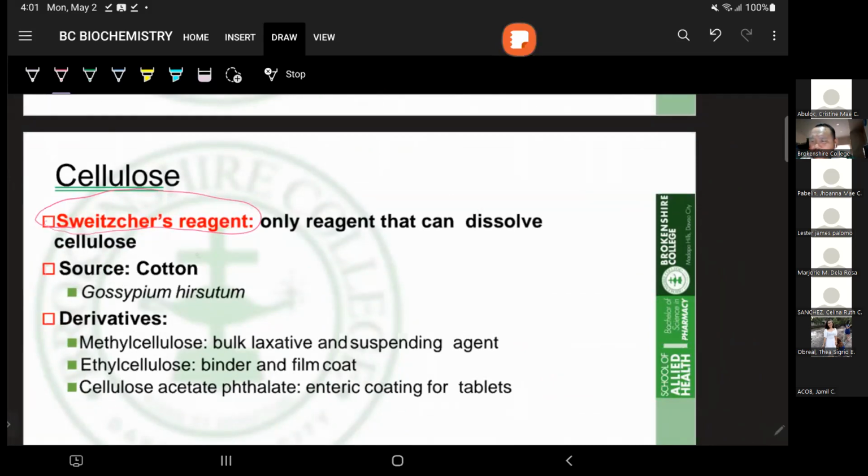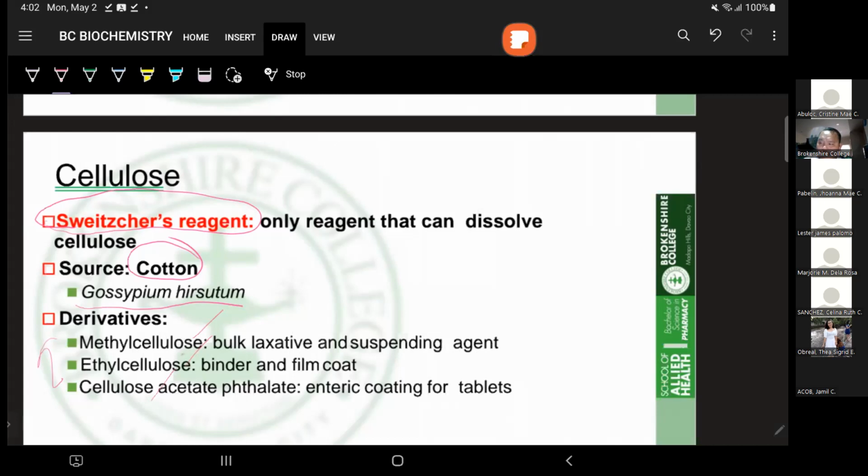Common source of cellulose is cotton. The cotton plant, no? The scientific name is Gossypium hirsutum. And meron siyang mga derivative products of cellulose, which have both industry and pharmaceutical significance, like your methyl cellulose, ethyl cellulose, and cellulose acetate phthalate. So bulk laxative and suspending agent, si methyl cellulose.